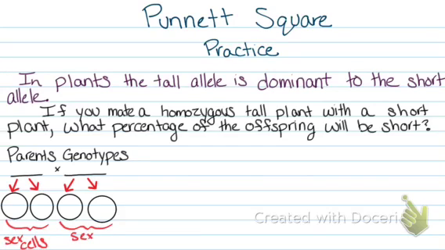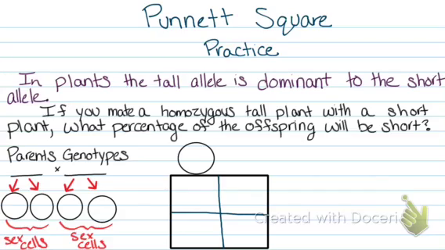Then we're going to draw our punnett square. This will look like a window. The sex cells of each parent will go above and to the side of the punnett square. It doesn't matter if you put the dads on one half and the moms on the other side, just as long as one parent goes up top and one parent goes on the side.